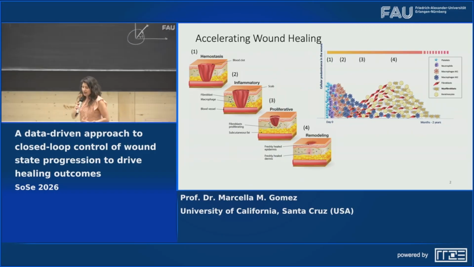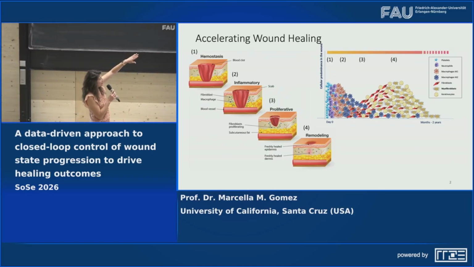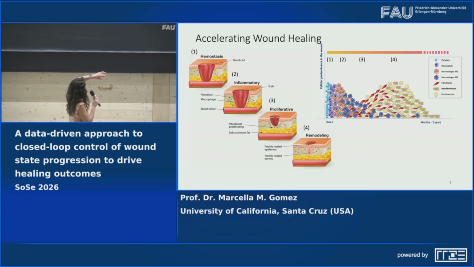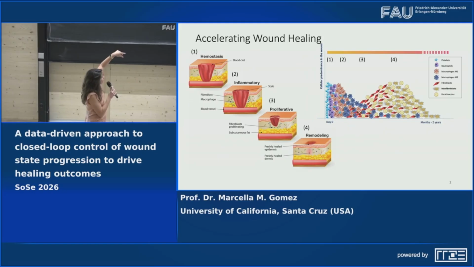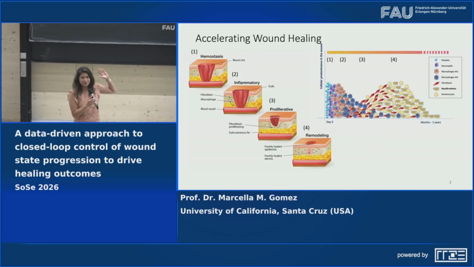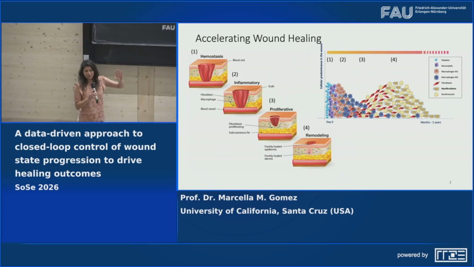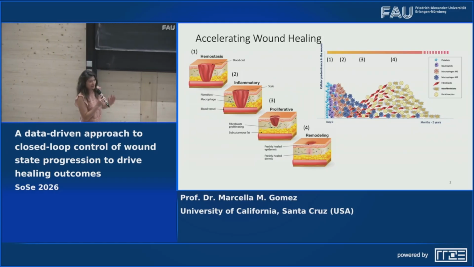Although we like to think about wound healing as these 4 simple stages, in reality, the underlying biology is much more complex. If you see on the figure on the right, as we progress from the left to the right, we have different cell types coming and going, because these different cell types are what carry out the functions at each of the stages.